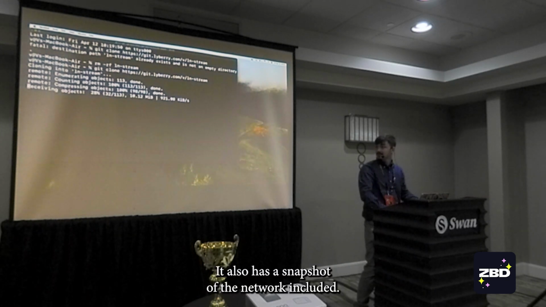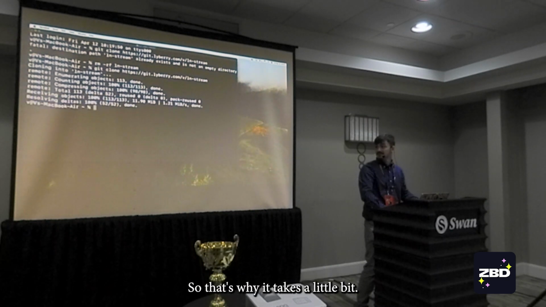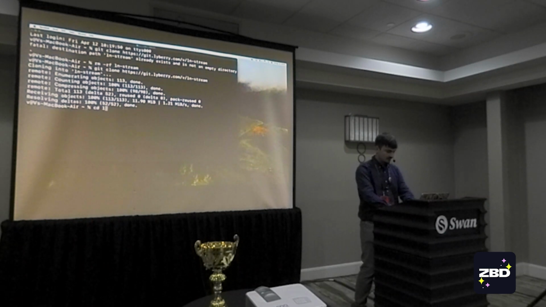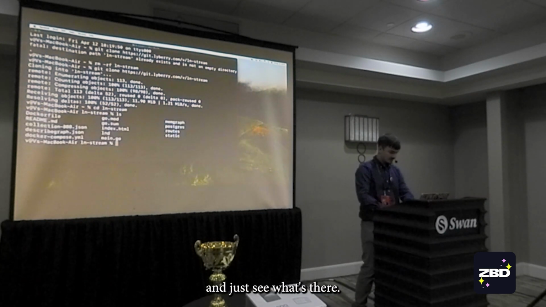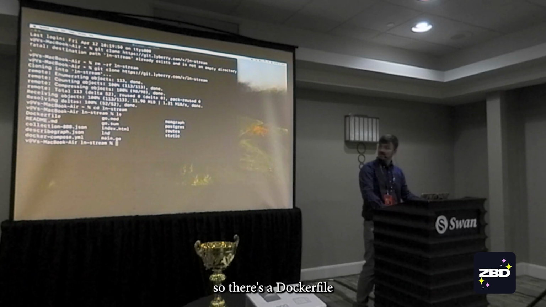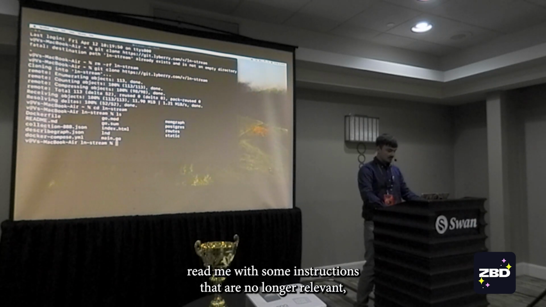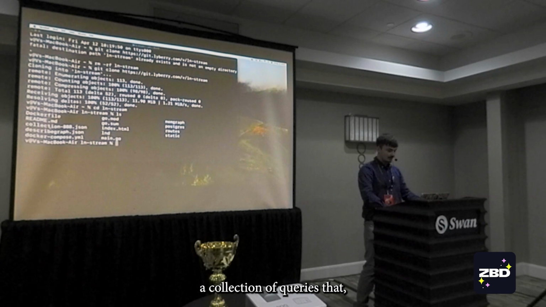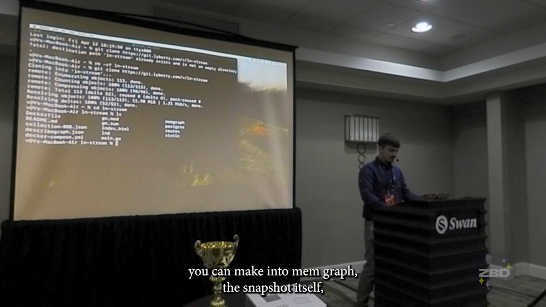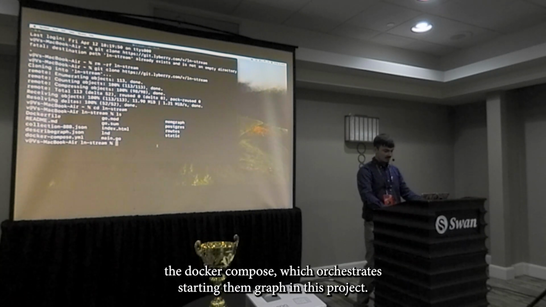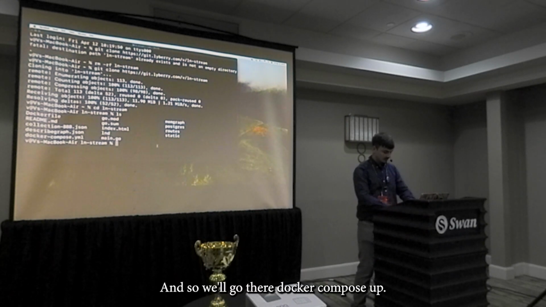Waiting for it to download. It also has a snapshot of the network included, so that's why it takes a little bit. We'll change directory into it and just see what's there. So there's a Docker file for describing the project itself, README with some instructions that are no longer relevant, a collection of queries that you can make into Memgraph, the snapshot itself, the Docker Compose, which orchestrates starting Memgraph in this project, and so we'll go there.